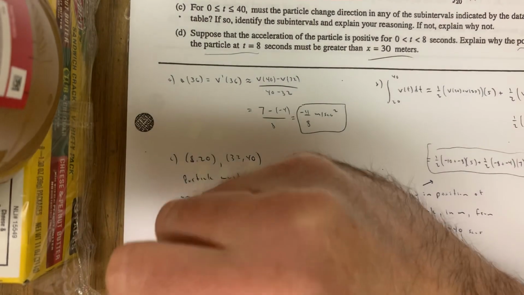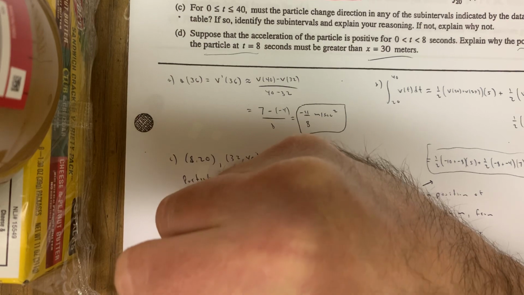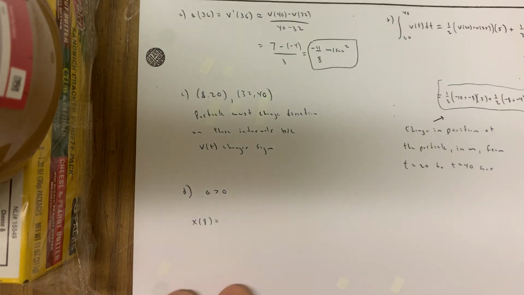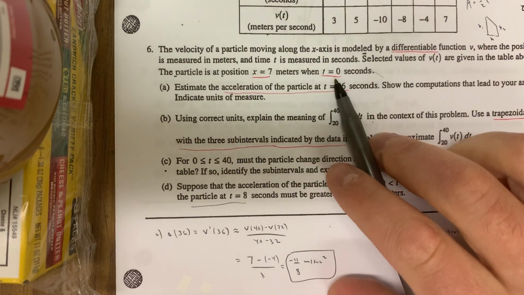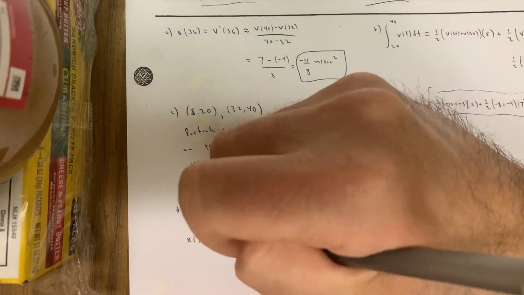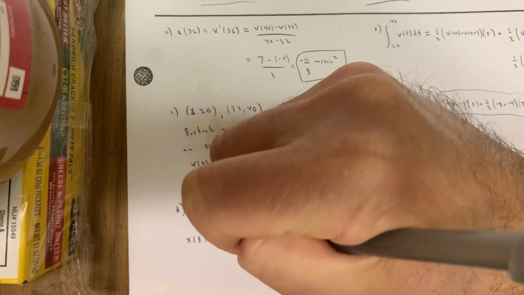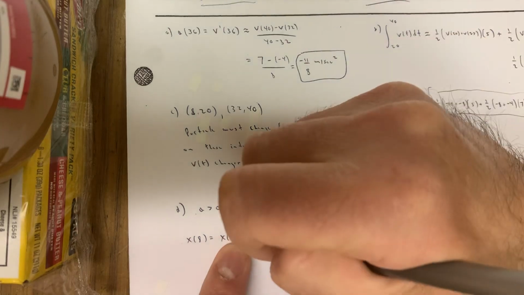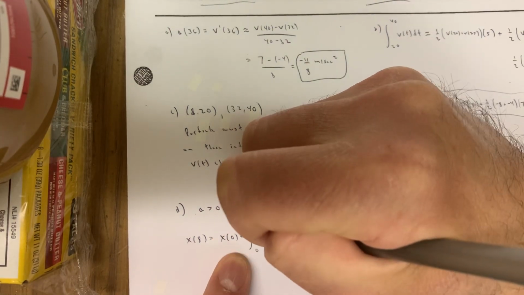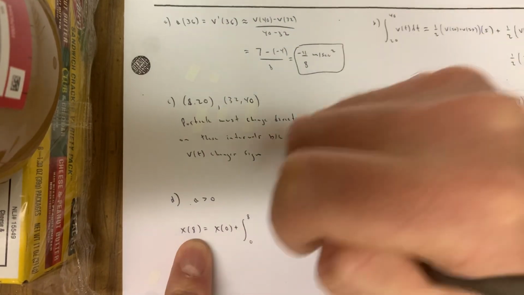Well, if you get the position at t equals 8, which you can't really do, but think about it. As long as we have an initial position, which we do, they told us what x of 0 is equal to. They told us it was 7. So remember, if you want position at t equals 8, use position at t equals 0 and ask, what was the change in position from t equals 0 to t equals 8?